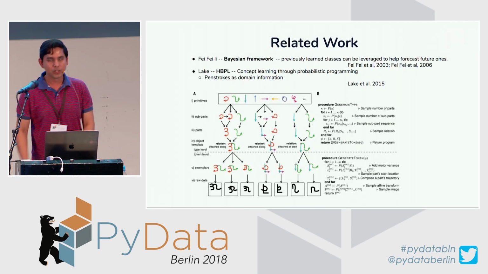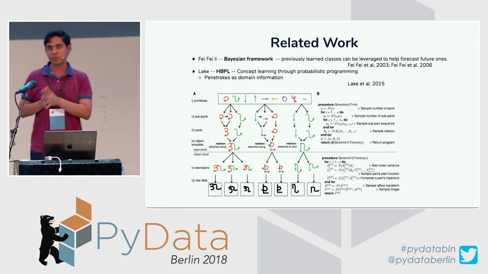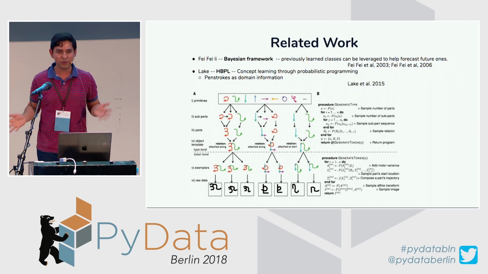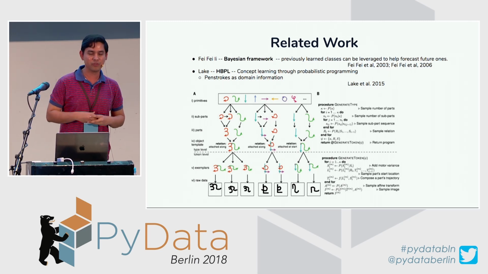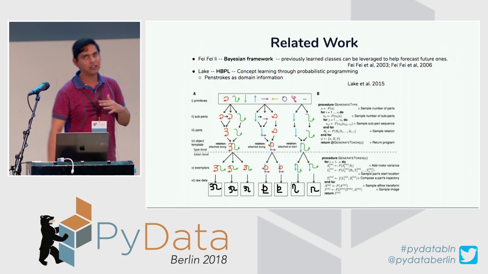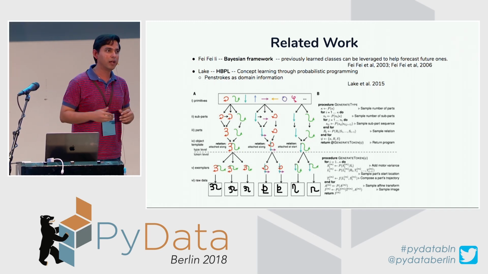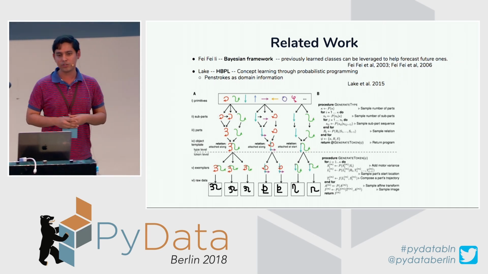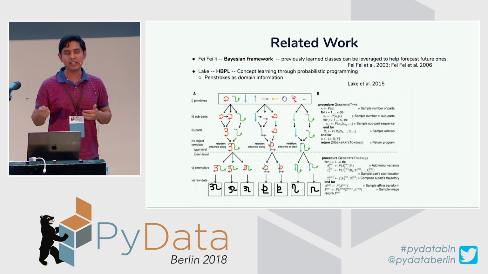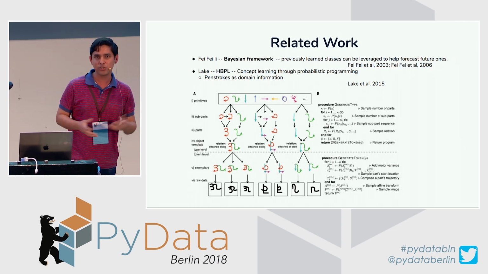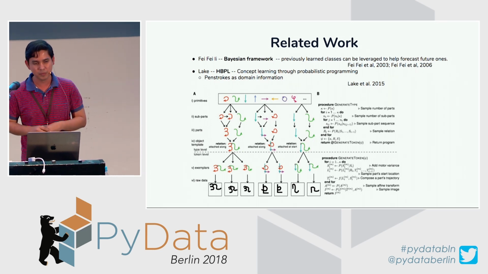Right. So, related work. These are the inspiration works that had been done before people jumped into few-shot learning. The first papers came from Fei-Fei Li between 2003 and 2006. She talked about Bayesian learning, and basically what she said was that previously learned classes can be leveraged to help forecast future ones. A very Bayesian concept, but in terms of images.